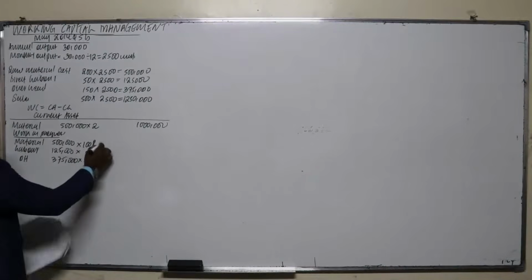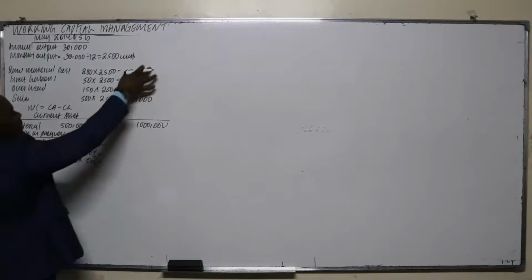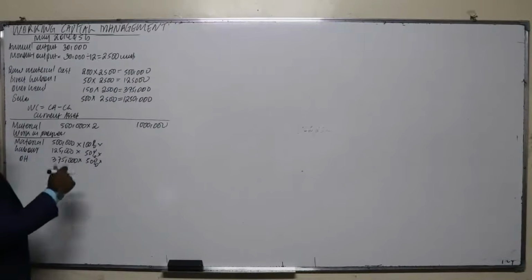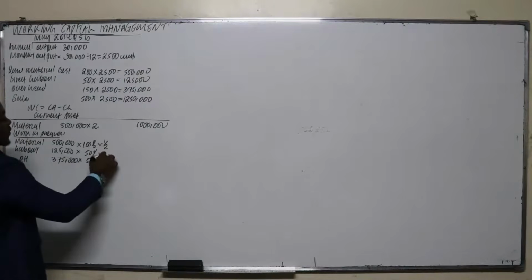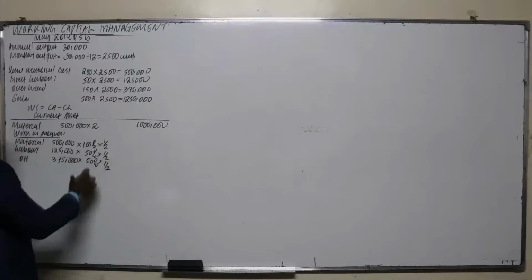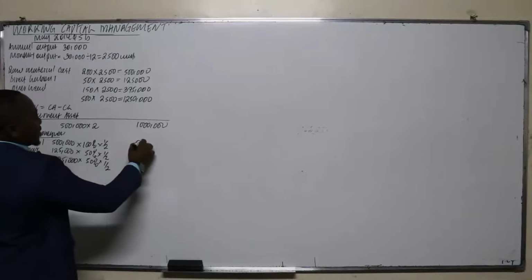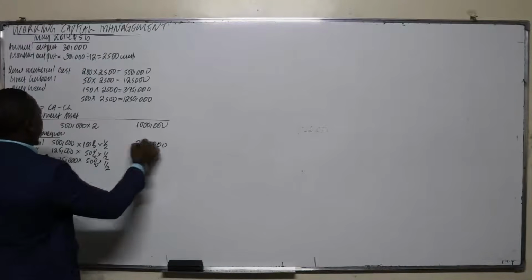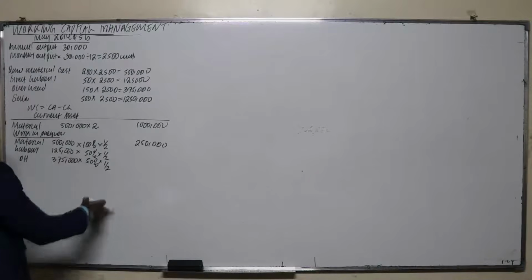50% will be half month production. Remember, these are the monthly costs. So if it will be half a month, you divide by a half. So what do you get? So this one you get is 250. 125 times 0.5 times 0.5, what do you get?